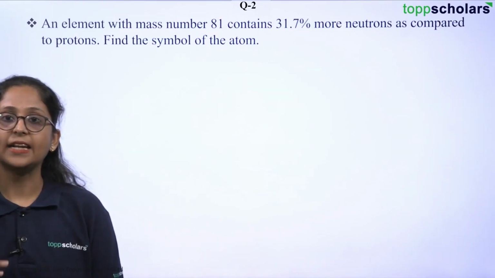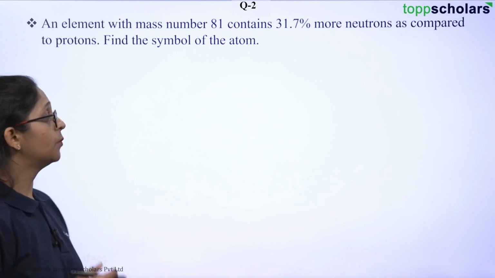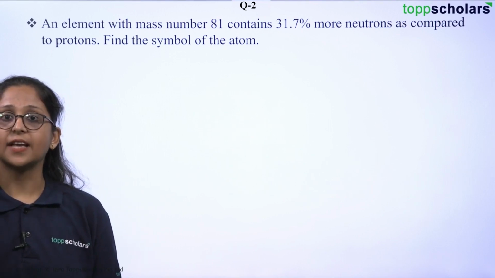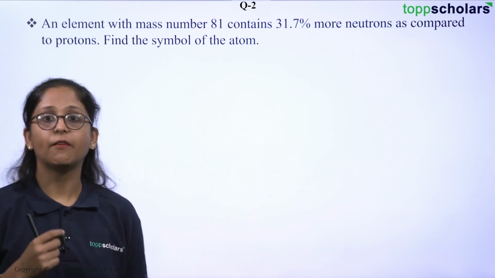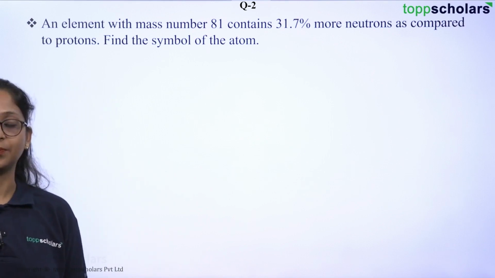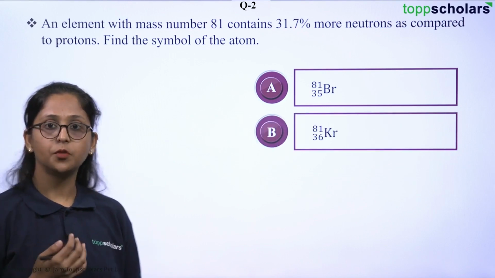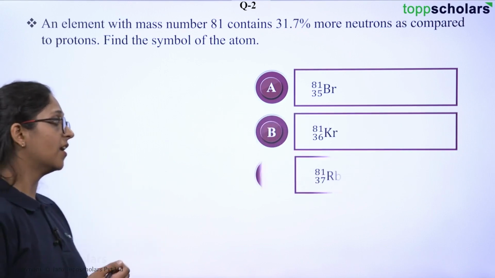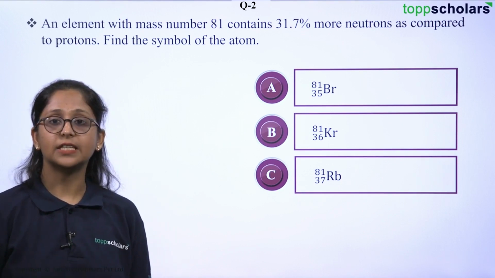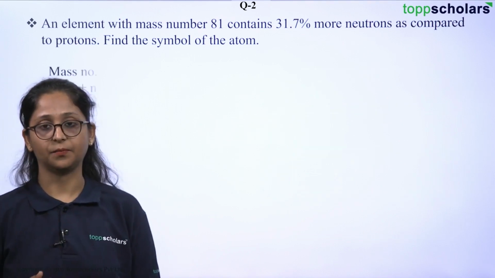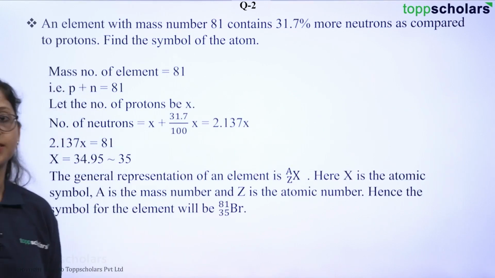So students, an element with the mass number 81, it contains 31.7% more neutrons as compared to protons. So we have to find the symbol of that atom. Option A 81/35 Br, option B 81/36 Kr, option C 81/37 Rb and option D over here is 87/34 Se. So let us see how we are going to answer this question.